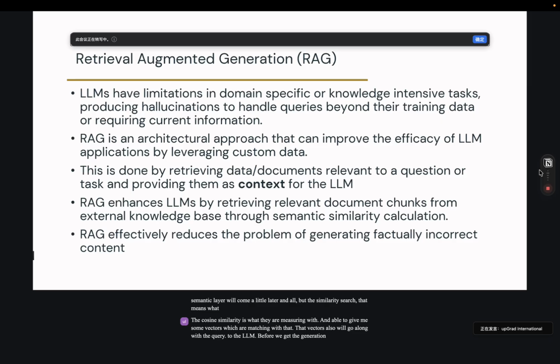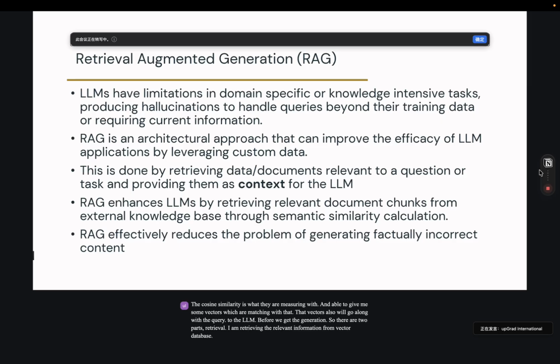So there are two parts. Retrieval: I am retrieving the relevant information from the vector database. I am augmenting that along with the other vectors before I send it to the LLM, and I am getting a generation output from the LLM. This is, in simple words, what is really happening.